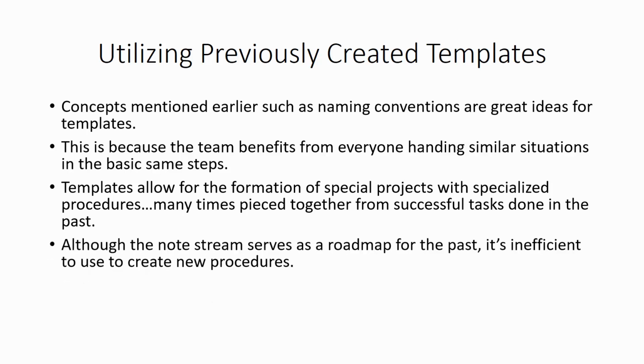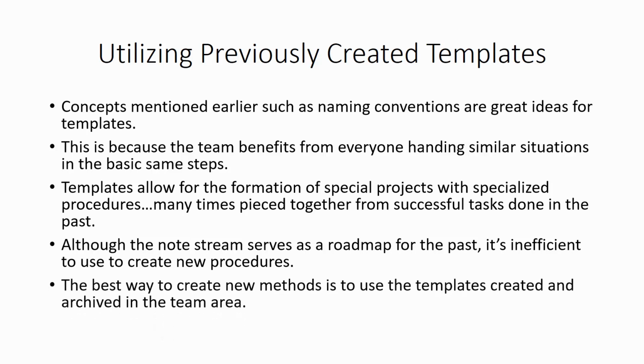Although your individual note stream in Evernote serves as a roadmap for the past, it's inefficient to create new procedures that way. If you had to search through all of the old notes in order to find something specific and piece it together to determine what to do in the future, that would take a long time and would probably be almost impossible to do. Having a template in place makes this process very easy. As a result, the best way to create new methods and new processes is to use templates that have already been created and archived in your team area.